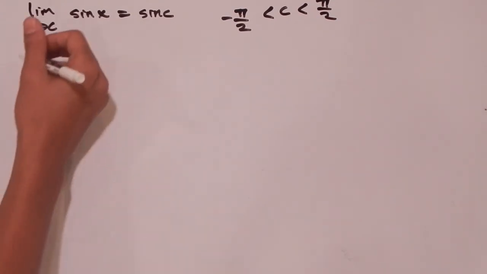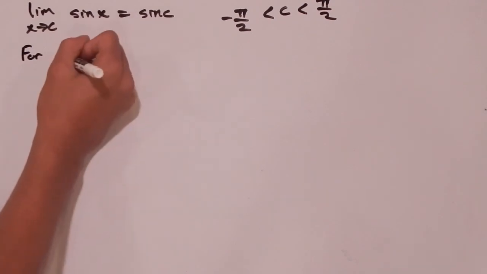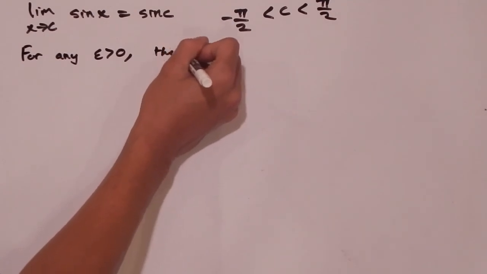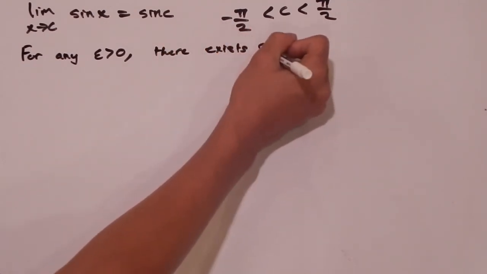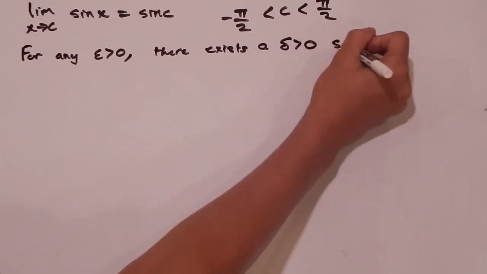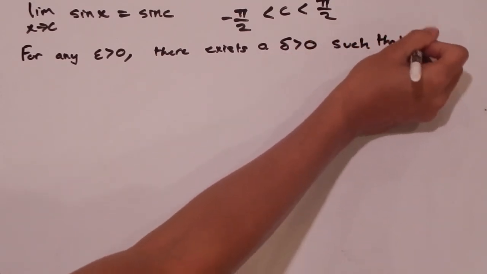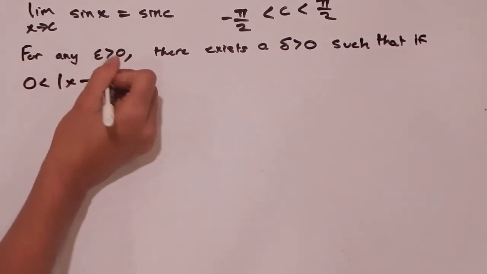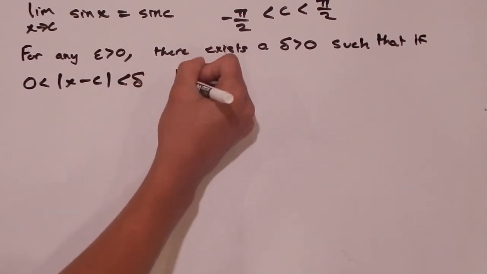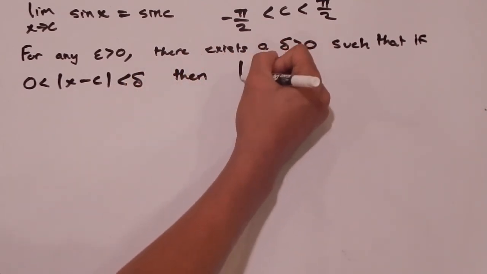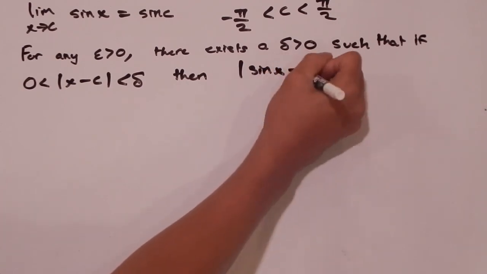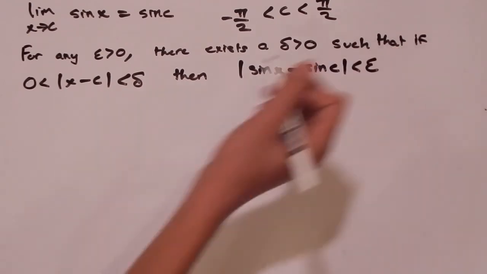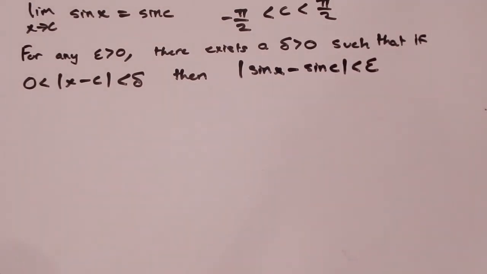So what we have to show is that for any epsilon greater than 0, there exists a delta greater than 0 such that if 0 is less than the absolute value of x minus c is less than delta, then the absolute value of sine of x minus sine of c is going to be less than epsilon. Okay, so let's take a look at what this means.